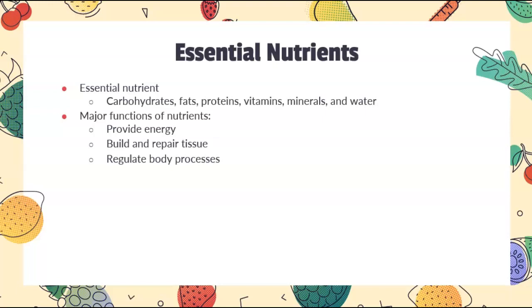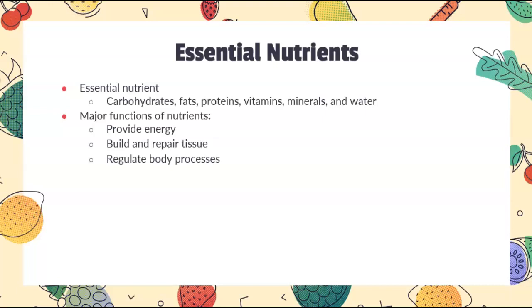45% to 65% of daily kilocalorie intake should be from carbohydrates, 20% to 35% should be from fat, and 10% to 35% should be from proteins, and this is called caloric distribution.